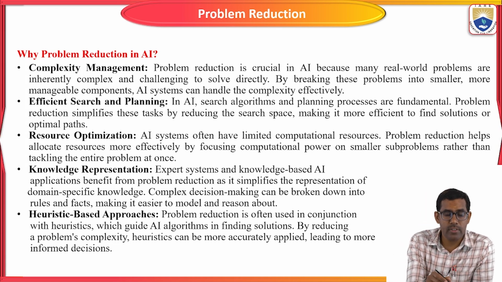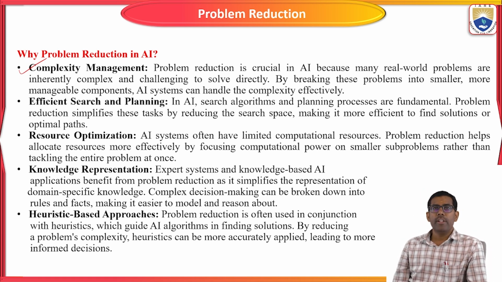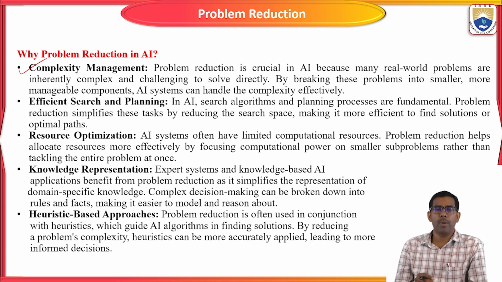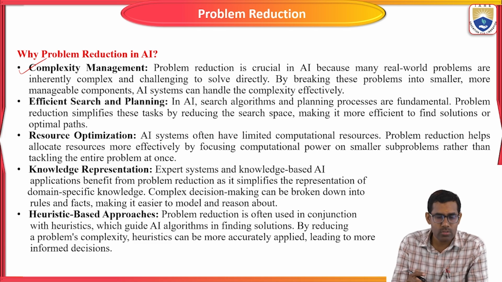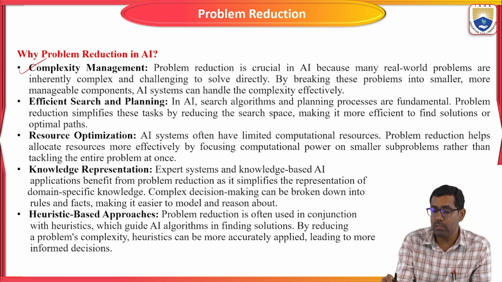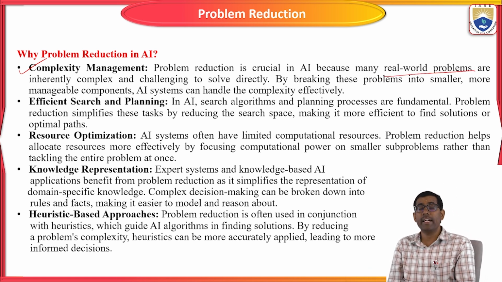Okay, so the first one is complexity management. This one is very important. If you have certain problems or programs that are going to be manageable, then you can properly manage to solve them. So that was complexity management. Problem reduction is crucial in AI because many real world problems are inherently complex and challenging to solve directly.